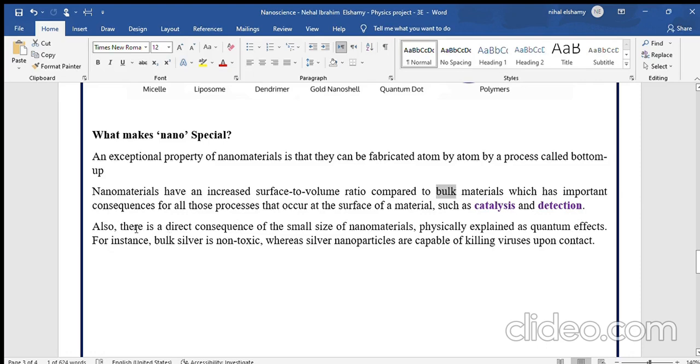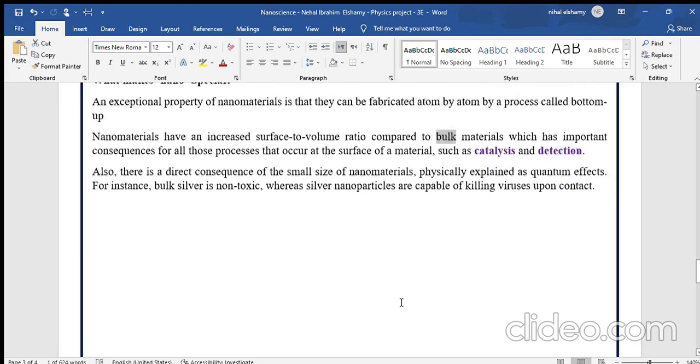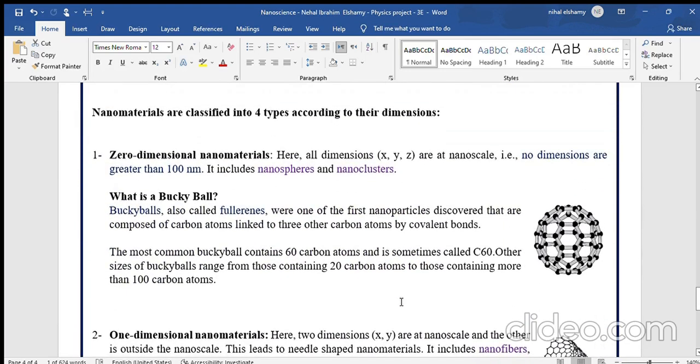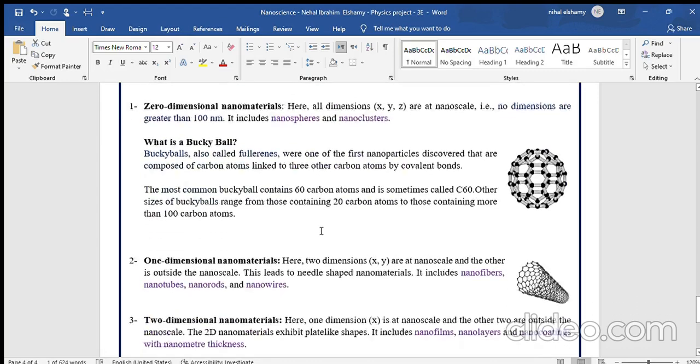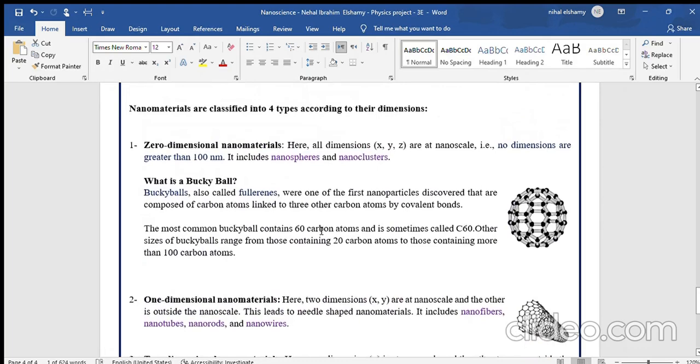Also, there is a direct consequence of the small size of nanomaterials, physically explained as quantum effects. For instance, the bulk, which is a large piece of silver, is non-toxic, whereas silver nanoparticles, the smaller ones, are capable of killing viruses upon contact. And the last thing is that nanomaterials are classified into four types according to their dimensions. As we said above, nanomaterials are classified according to their dimensions. There are four types, and we're going to go through them one by one.